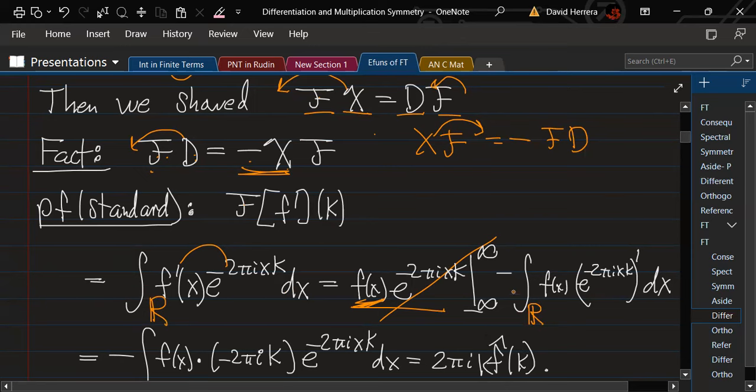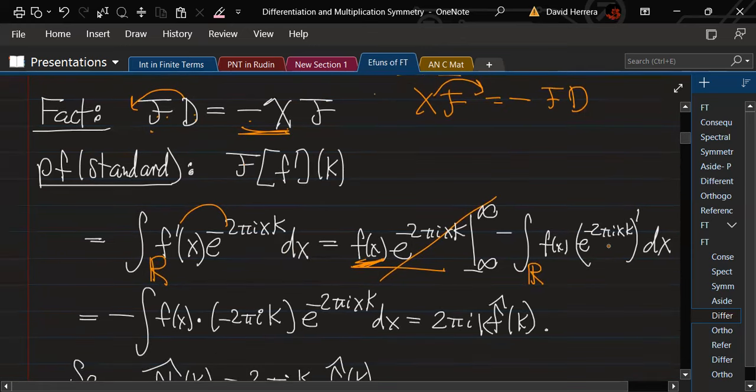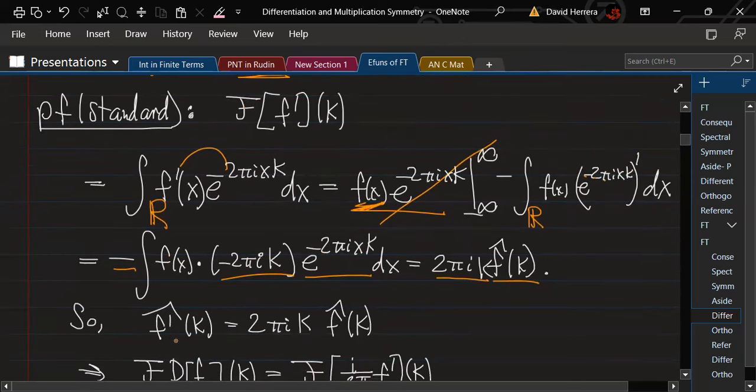So we have this. Now, when you do the derivative here, what happens? Well, you get a negative 2 pi i, and this is a derivative with respect to x, so negative 2 pi i k times the phase, and then you get a negative sign here. So what happens is you pull this out, and you get 2 pi i k, and you're left with the Fourier transform of f. So the Fourier transform of the derivative is 2 pi i k times the Fourier transform.